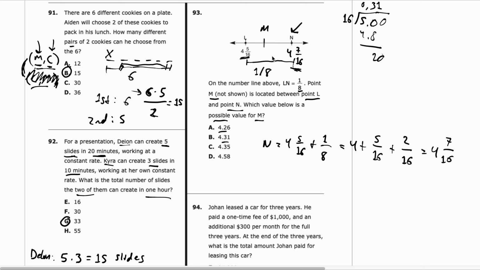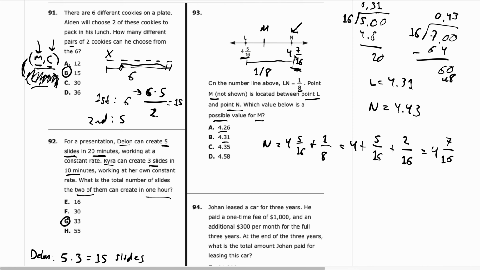Okay, so this is about 0.31. So L is like 4.31. N is, let's see. So we're doing 16/7. So let's see, I think that would be 4. That would be 3. Okay, so this is about 0.43, so 4.43, right? Because 4 and 7/16. So of the answer choices, we want to know.